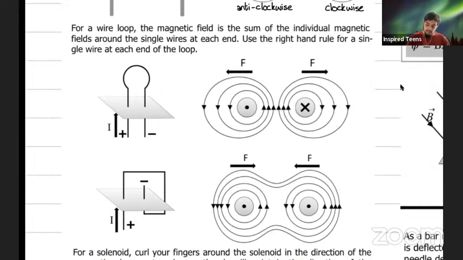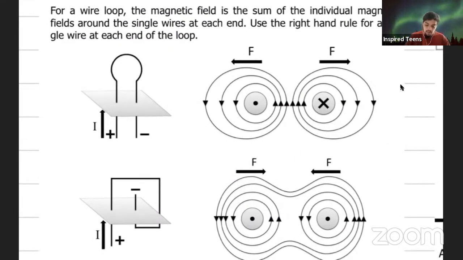Basically, in this case, when we have a loop, at each end of the loop, into the page, what you're going to consider is the end of the loop. So here is the end of the loop, and here's the end of the loop there. So this is just a constant wire.